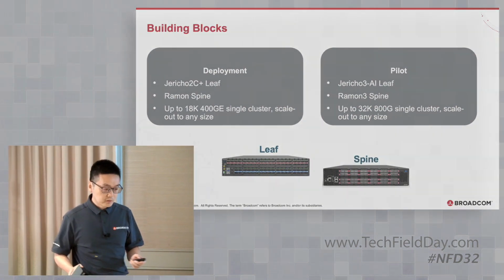Let's take a look at what the Jericho3 AI looks like. This is the latest generation of the Jericho3 AI device. It is a purpose-built device optimized for the AI workload. It is a 5-nanometer device. You can see this is very big. This is probably one of the best switch silicon the industry can build at this moment, and it is all 100 gig SerDes.